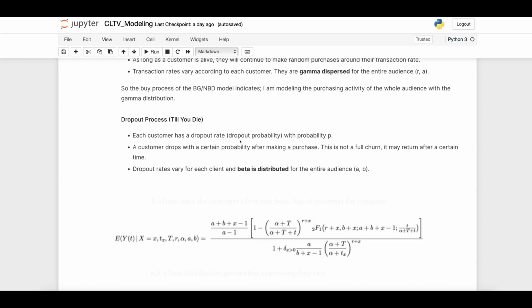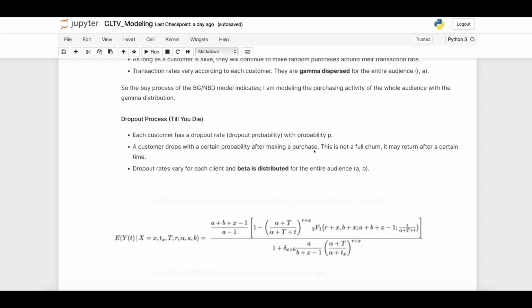Now let's talk about the dropout process, till you die. Each customer has a dropout rate. Assuming the probability is p, a customer drops out with a certain probability after making a purchase. This is not a full churn. It may return after a certain time. So a customer made purchases for the first two to three months, and after that churned out, and then suddenly after a year comes back and starts making purchases. So you have to account for all the scenarios, whether those are retargeting of customers who were off the platform, or customers who have come back over a period of time onto the platform itself.